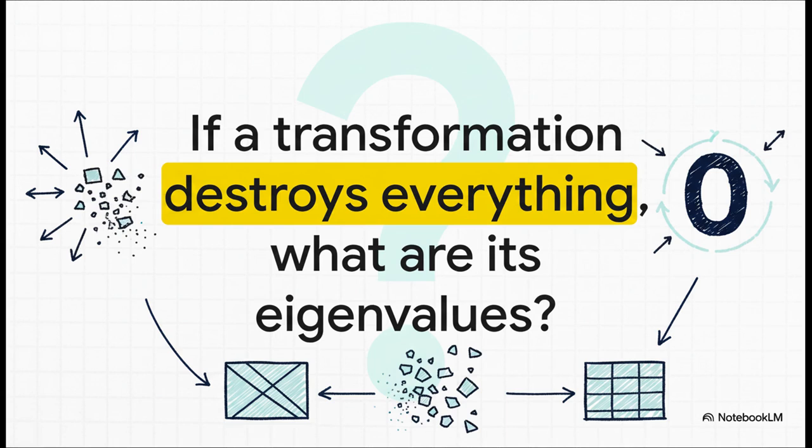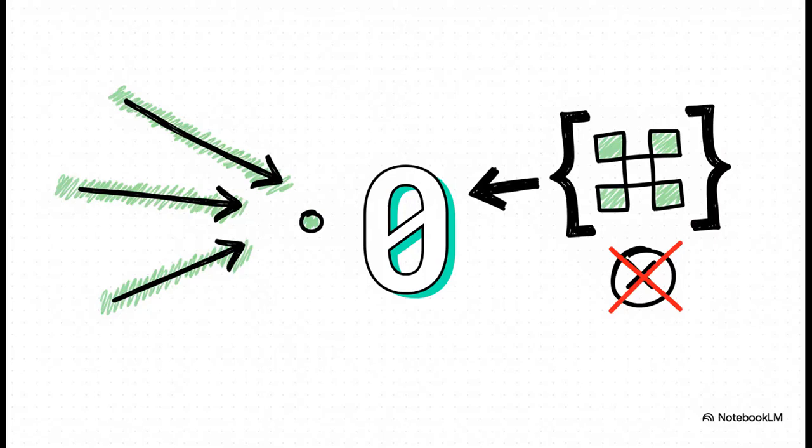So, that leads to a really deep question. You see, every matrix has these special directions. They're called eigenvectors, and along these directions, its action is just simple scaling. That scaling factor is called an eigenvalue. So, for a matrix that eventually destroys everything, what do you think that fundamental scaling factor has to be? It can only be zero.